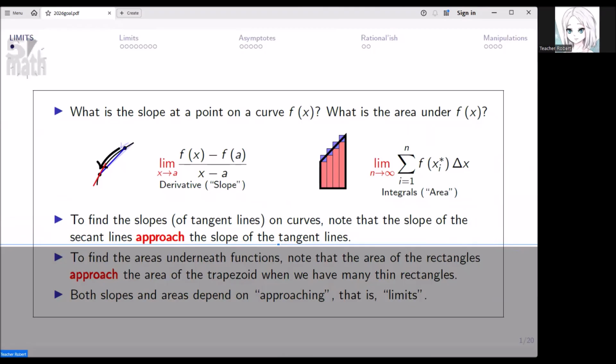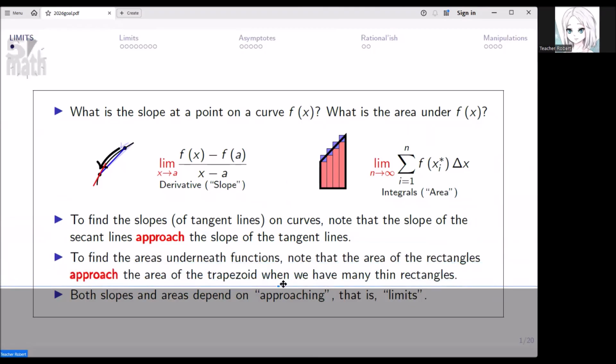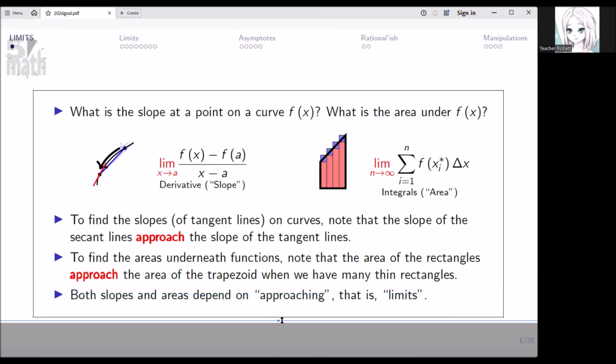To find the slopes of tangent lines on curves, note that the slopes of the secant lines approach the slope of the tangent lines. To find the areas underneath functions, note that the area of the rectangles approaches the area of the trapezoid when we have many thin rectangles. Both slopes and areas depend on approaching, that is, limits.